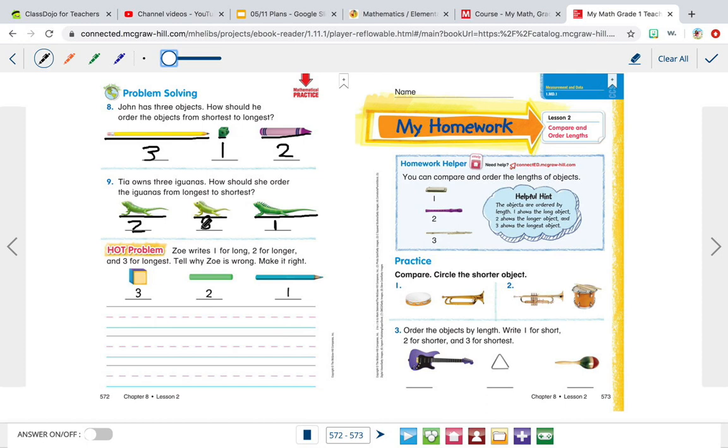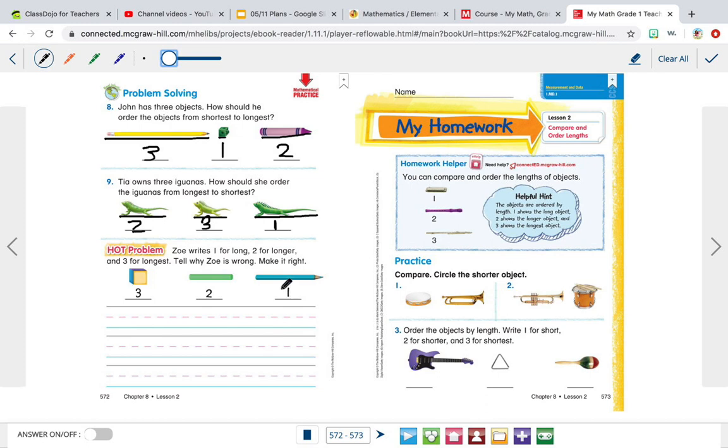All right. Now time for our hot problem. Zoe writes 1 for long, 2 for longer, and 3 for longest. Tell me why Zoe's wrong. Make it right. So Zoe said this is long, this is longer, and this is longest. Why is Zoe wrong about that? Is this box longer than this pencil? So answer this. Why is Zoe wrong? What should be the order?